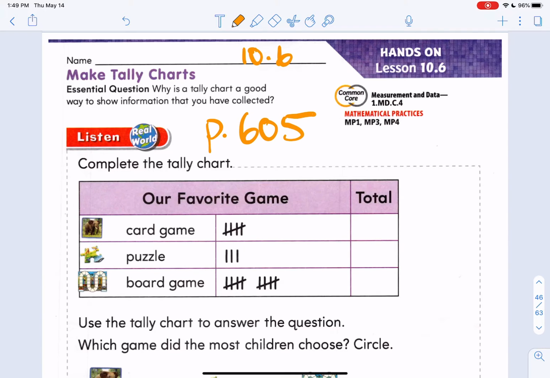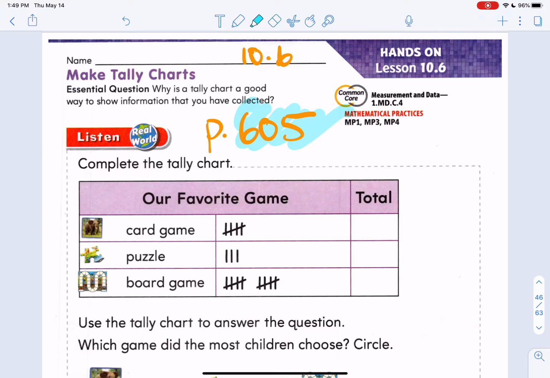We're going to do a little bit more math today with tally charts. And we did some of these before. You can go get your math book and a pencil. The page number that we are on is 605. 605. Pause the video and come on back when you're ready.